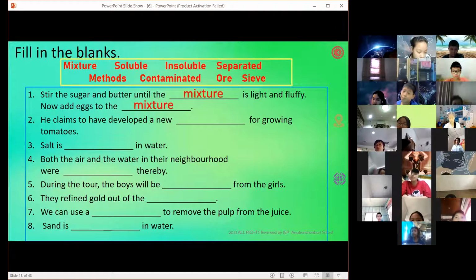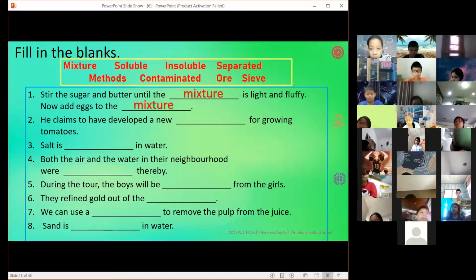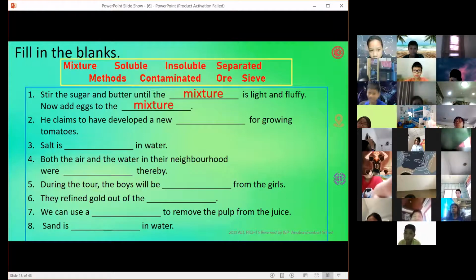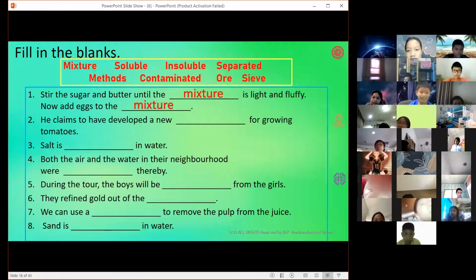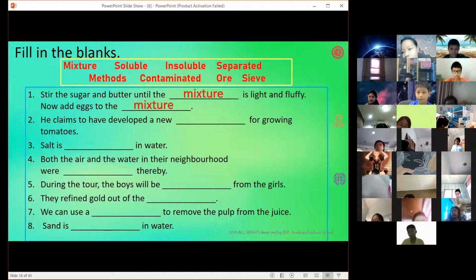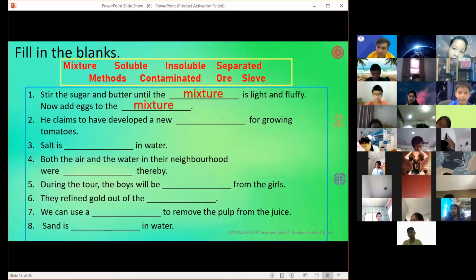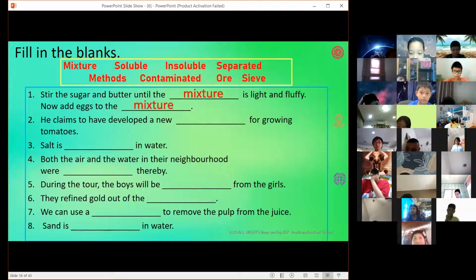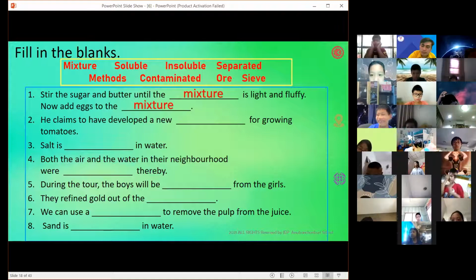Let's ask Tanpisit. Tanpisit, what do you think is the answer for number 2? Number 26? Tanpisit, what is your answer? Come on, this is not very difficult, right? This is not very difficult. Come on, you can answer. Or anybody can raise their hand if you want to answer.